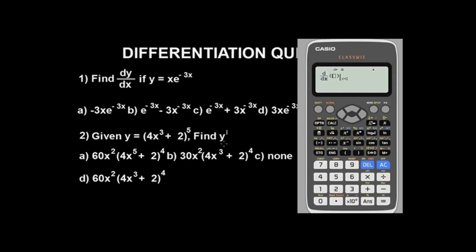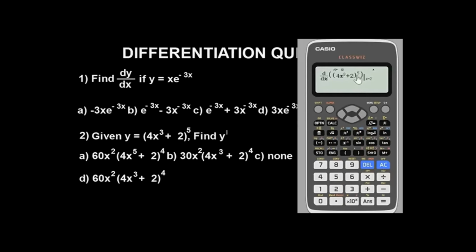So differentiate this. Starting with brackets, open brackets, put 4 alpha x raised to power 3. Very simple, guys. Plus 2, close the brackets. The power there is 5. So that's what we have, right? Yes, correct. So let's go and put the 2 that is stored.